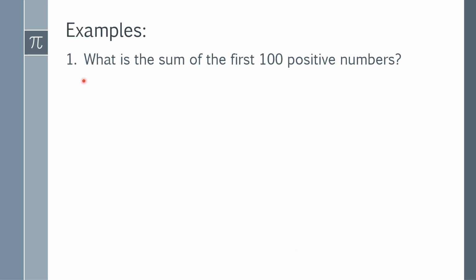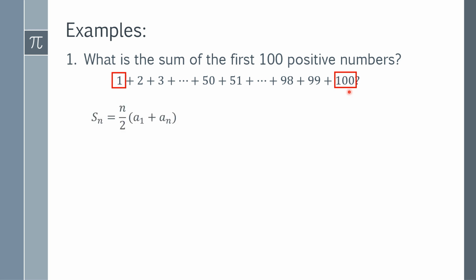Let us try this example. Number 1, what is the sum of the first 100 positive numbers? So this will be the illustration: 1 plus 2 plus 3 until 98 plus 99 plus 100. So we are finding the sum. Now if you can observe, the first term and the last term are given. So we will use formula 1, which is S sub n equals n divided by 2 times the quantity of a sub 1 plus a sub n.